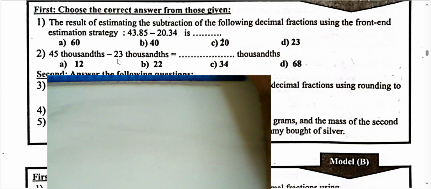Next question. 45 thousandths subtracted by 23 thousandths. We can find the difference. 5 minus 3 equals 2 and 4 minus 2 equals 2. The result will be 22 thousandths.